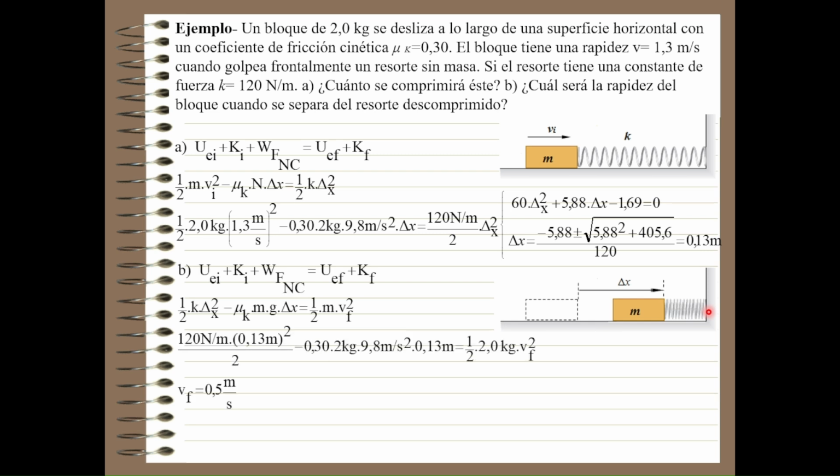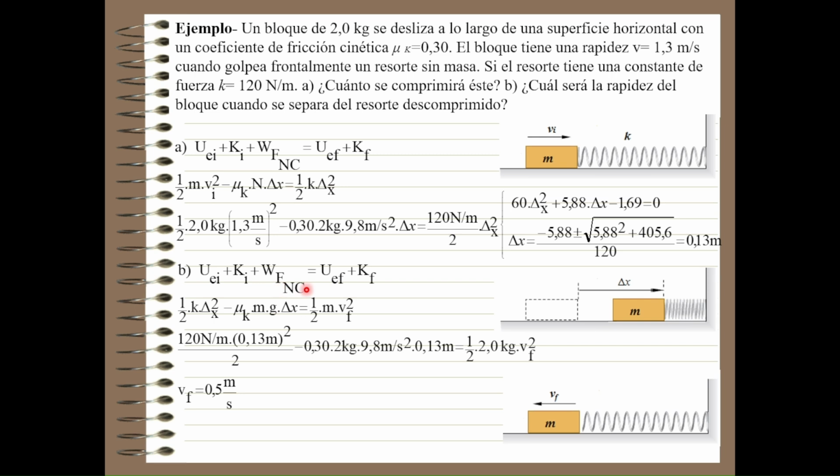In part B, we need to analyze the situation when the block separates from the spring once it has decompressed. In other words, it returns to its initial position. This is when the spring recovers its original shape. Now, the initial situation is as follows. The initial elastic potential energy, which we know, is half of the spring constant k times the displacement delta x squared. The kinetic energy in that situation is zero, because the block is at rest.